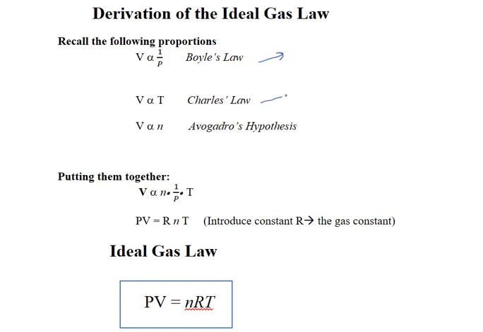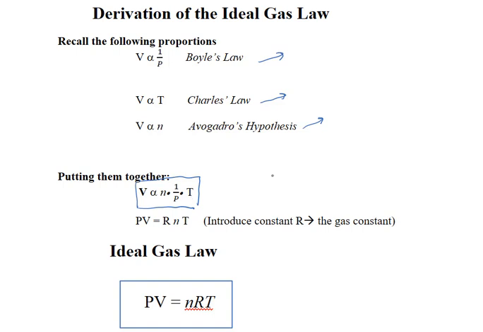We know that volume is directly proportional to temperature, and that it's also directly proportional to the number of moles. So if we combine these, we'll get this relationship here. Volume is proportional to moles, inversely proportional to pressure, and directly proportional to temperature.